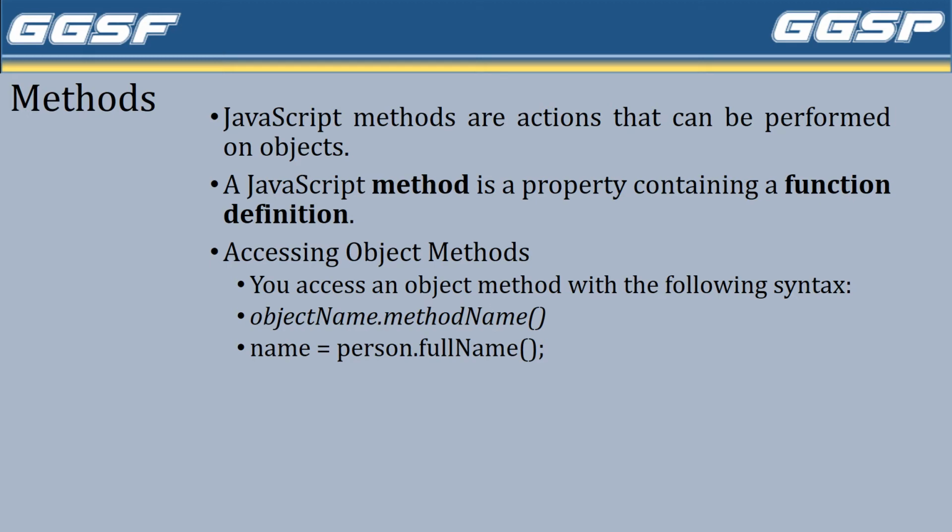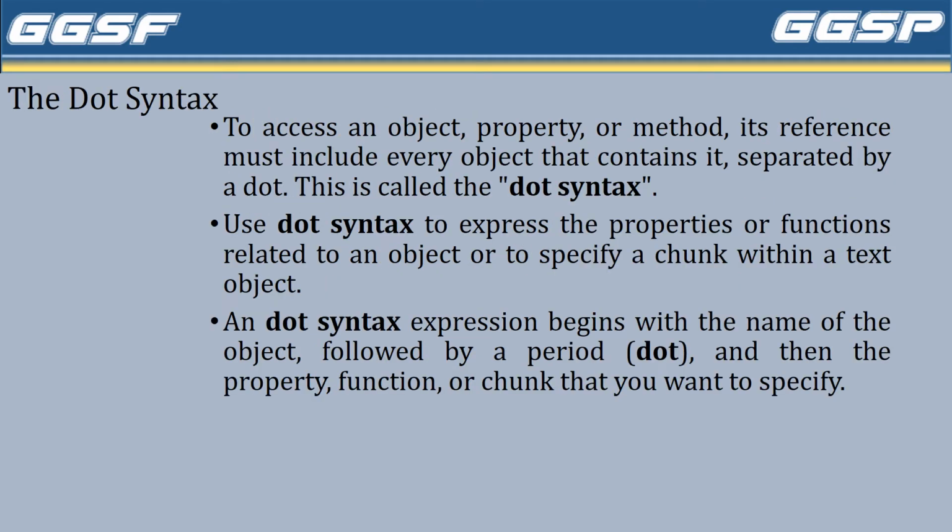Like student can have full name, person can have full name, and whenever I want to access the full name, I can call the method full name and it will retrieve the name property of that student or person. Next main thing is dot syntax.